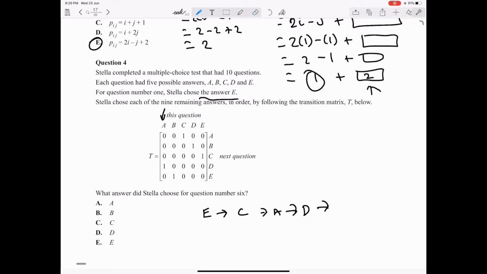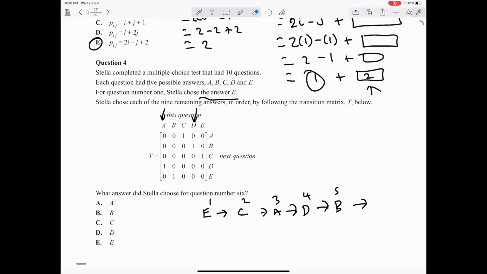From D, you go to the column. Look for where the 1 is in the row. B would have been her next answer. So that's her first question, that's the second question, that's the third question, that's the fourth question, that's the fifth question. So her 6th question would have been her next one.